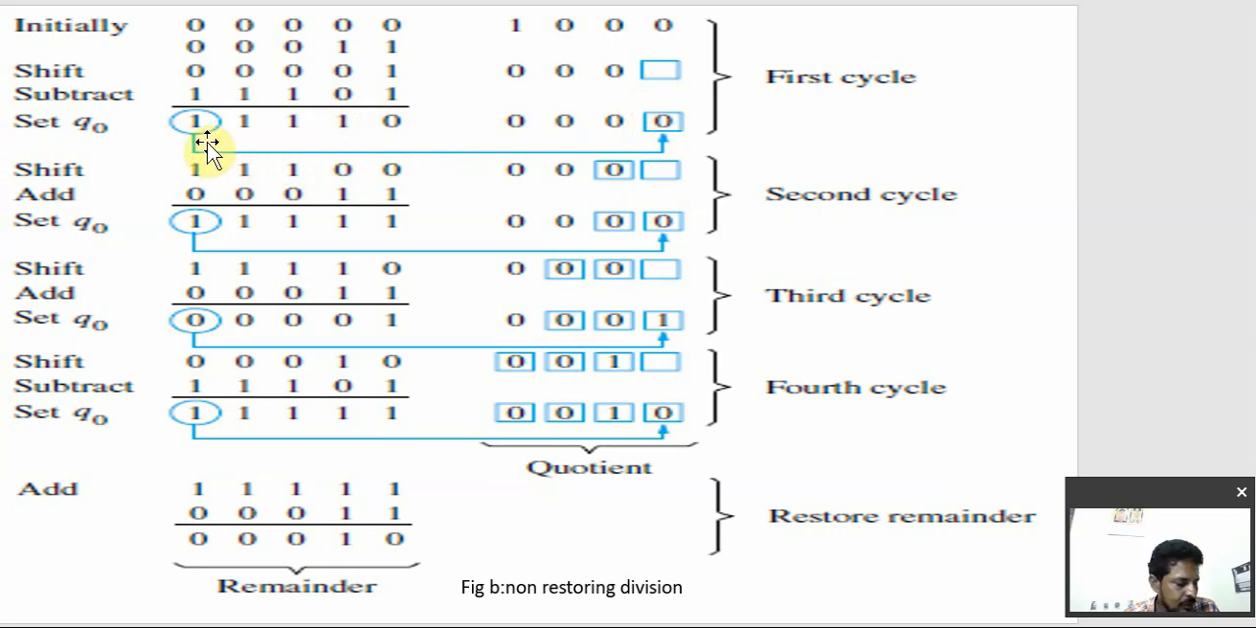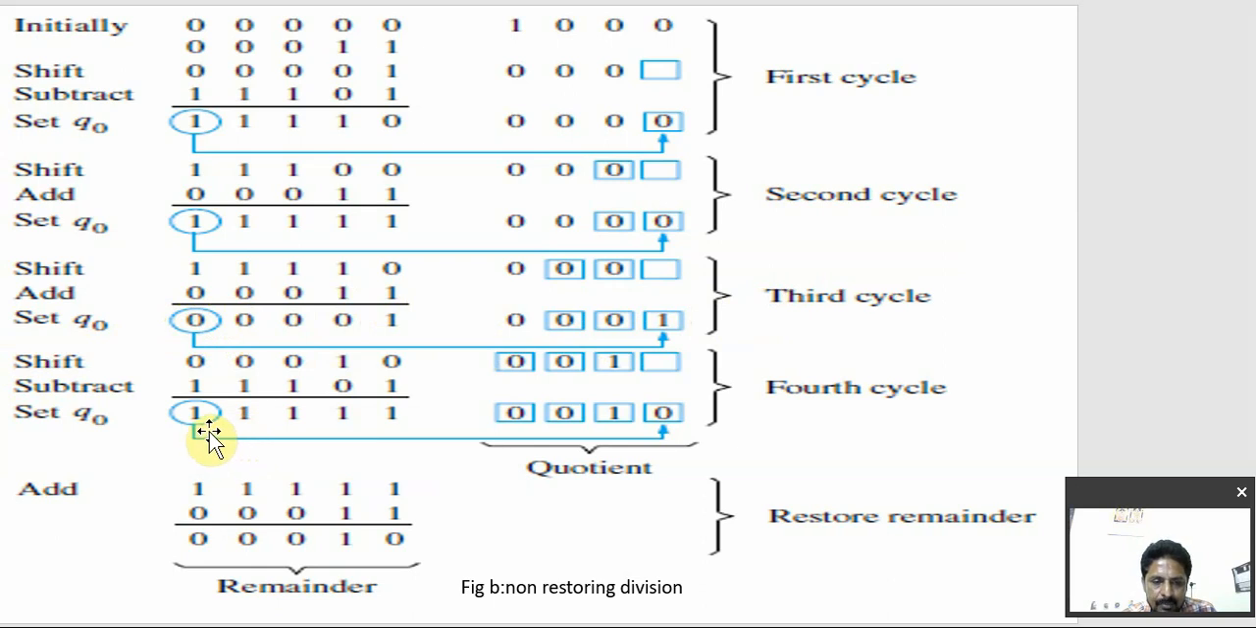If the sign bit is 1, we will just shift the bits left, only the bits are going to be shifted, and we will perform the operation A plus M. So again we will get one bit position here. Next, the bit position is 0. Whenever we have a value as 0, we will shift the bits to the left and perform the A minus M operation. At that time, the third cycle will be over.